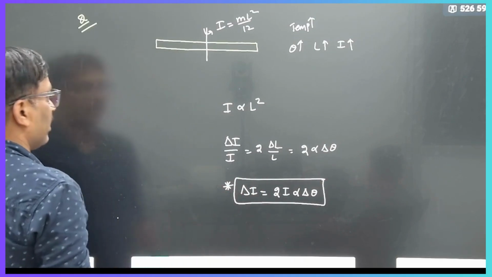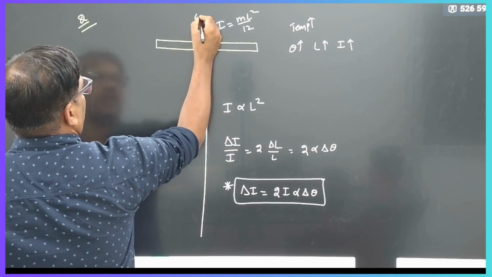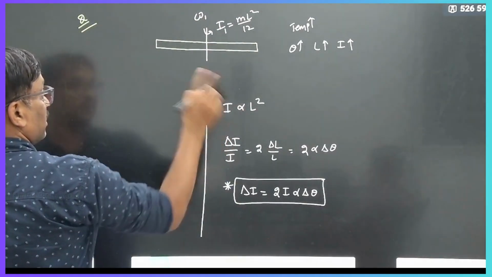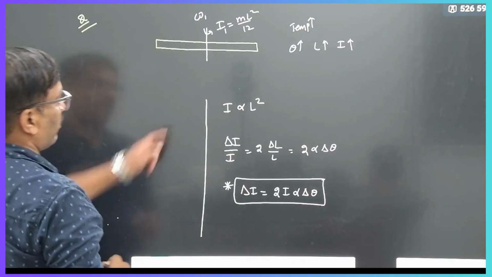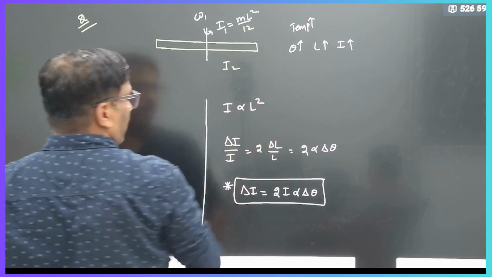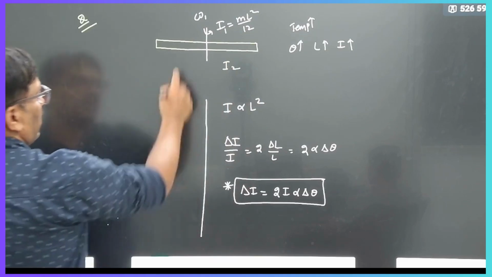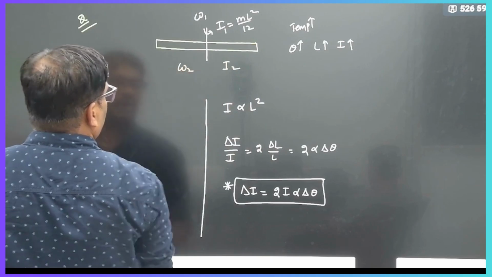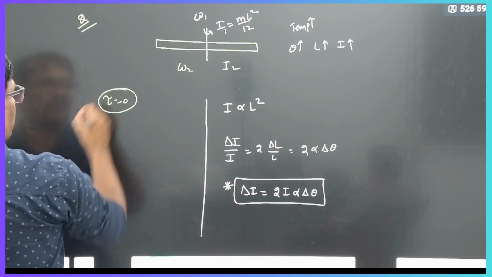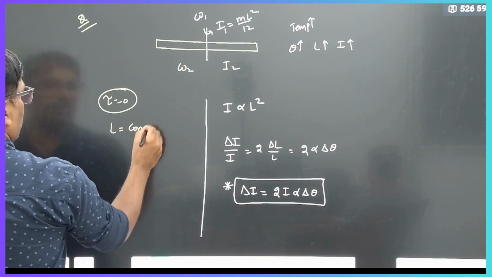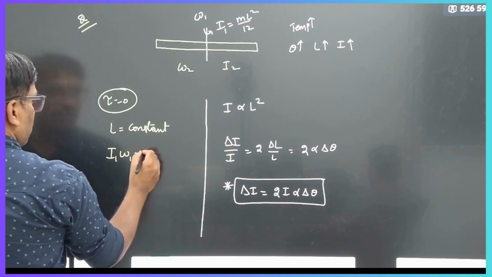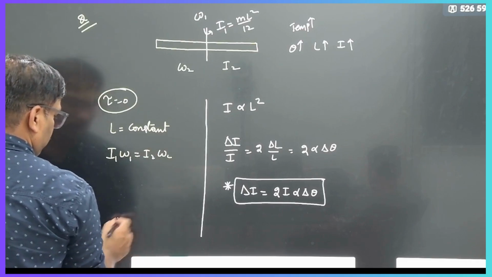One more question you can add here. Suppose initially it is rotating with angular velocity omega 1 and moment of inertia I1. When temperature is increased, moment of inertia will increase and become I2. The angular velocity will become omega 2. But there is no external torque acting here, torque is 0. Therefore angular momentum will be constant, so I1 omega 1 is equal to I2 omega 2.